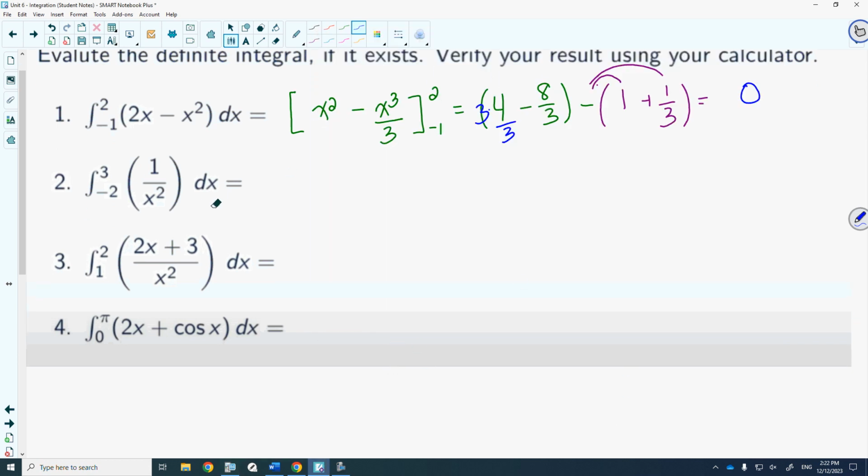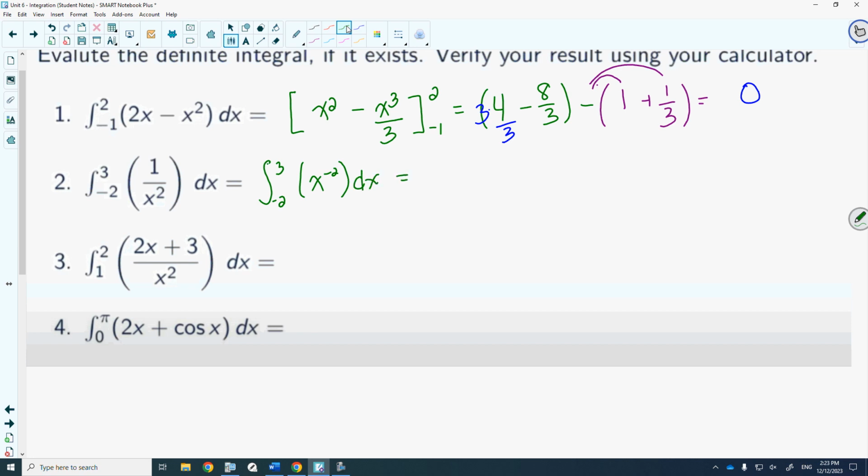Okay, so this one here. Watch what's going to happen with this one. Normally when we integrate, remember we don't have a quotient law for integration. So what we want to do is rewrite this as the definite integral from -2 to 3 of x to the -2, and we're integrating with respect to x.